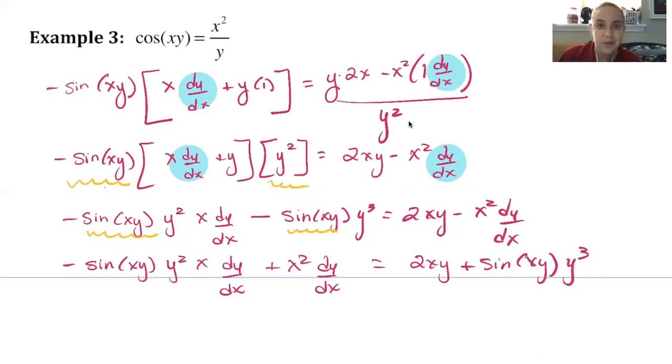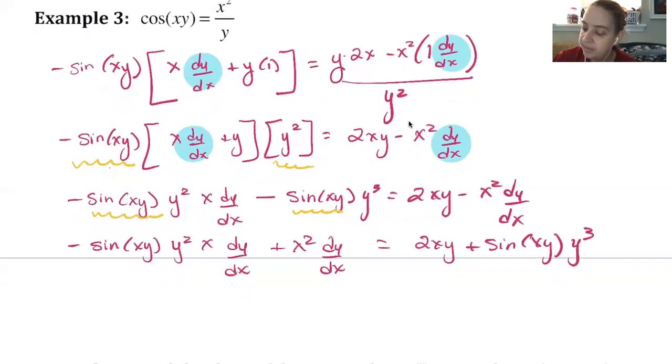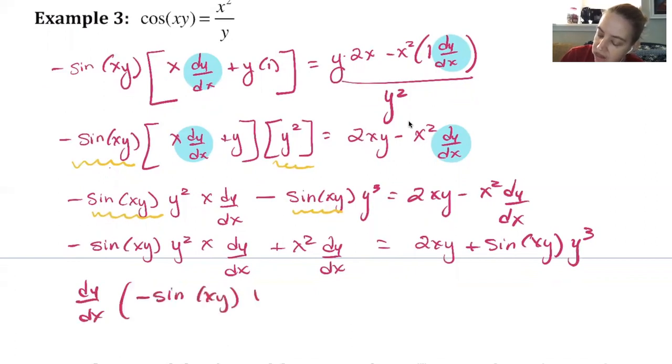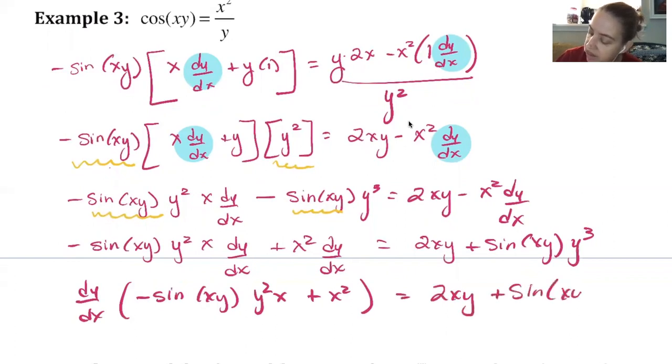And then two more steps. I know this is a long problem. Factor and divide. I'm going to factor out dy/dx. Negative sine of xy, y squared x plus x squared is equal to 2xy plus sine of xy, y cubed.